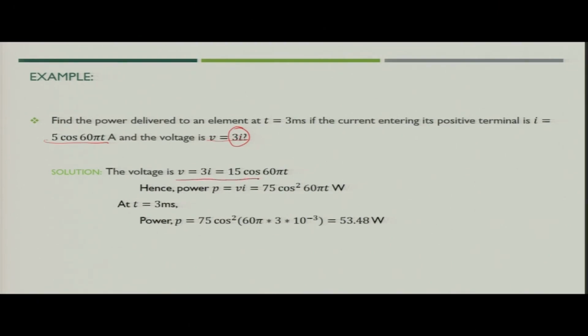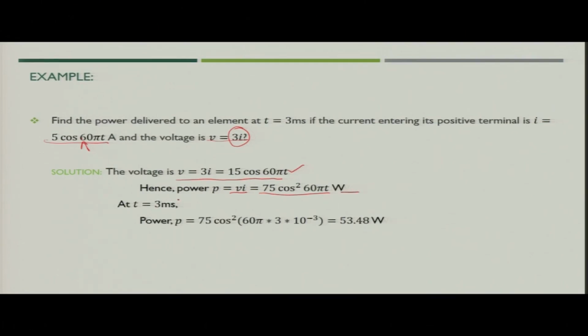You have to first find out the expression for voltage. So, voltage is nothing but 3i, that is 3 multiplied by the value of current i, that comes out to be 15 cos 60 pi t. Now, you need to find out the value of power p, that is v into i. So, that comes out to be 75 cos square 60 pi t, because v you have got, current you can see from here, if you multiply you will get 75 cos square 60 pi t watt.